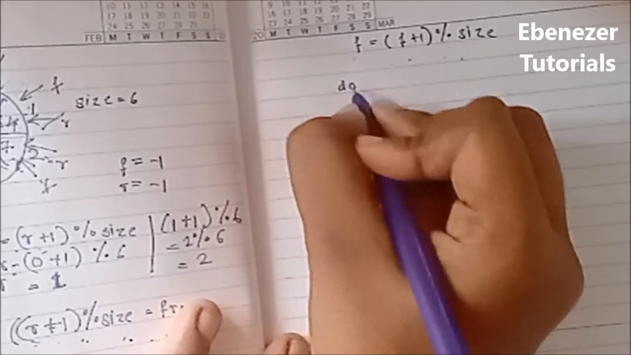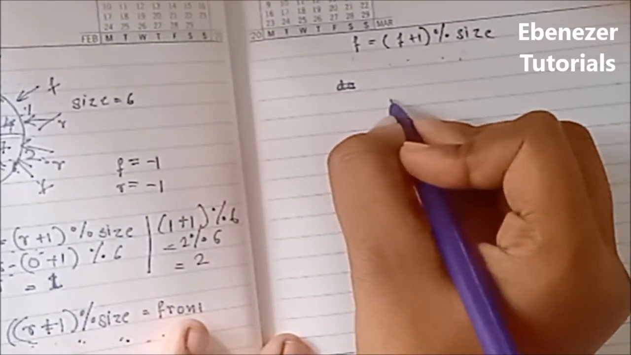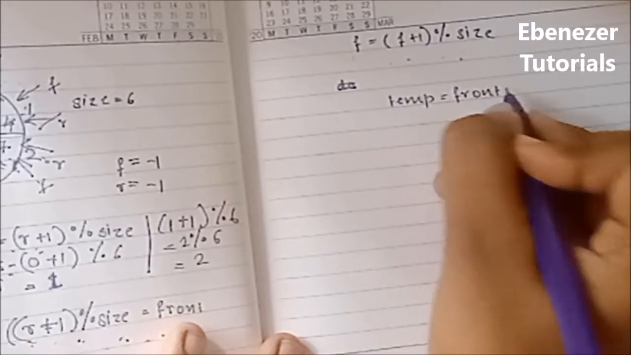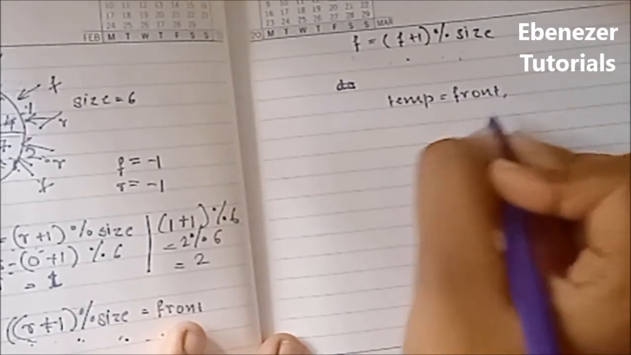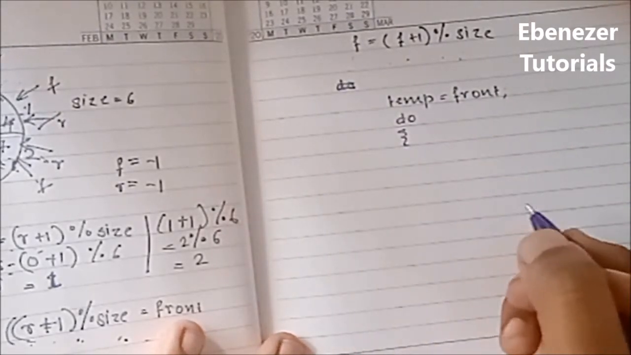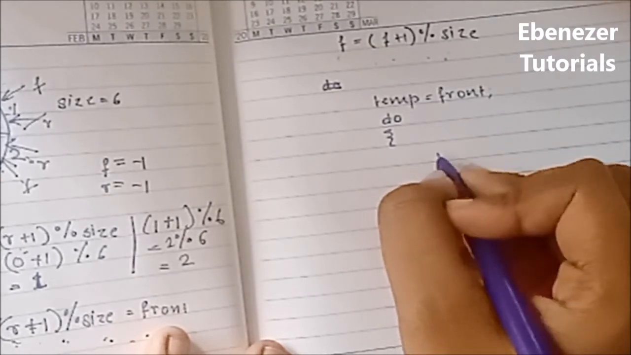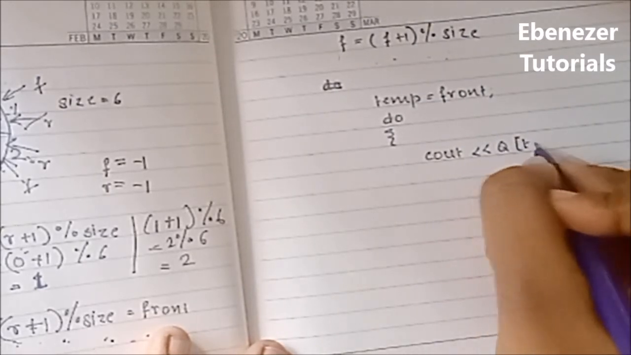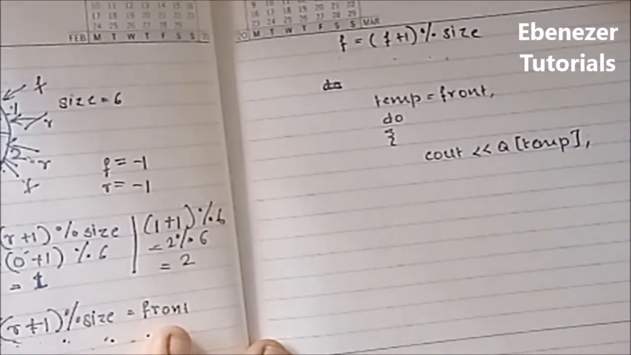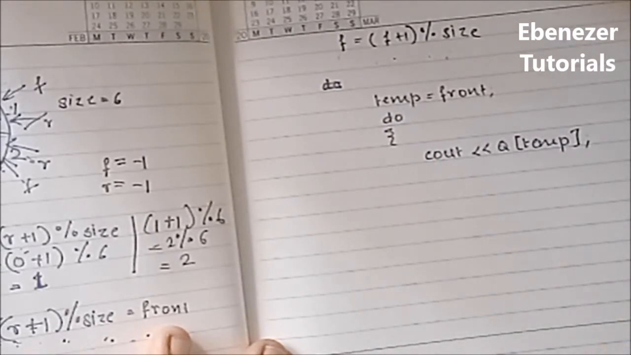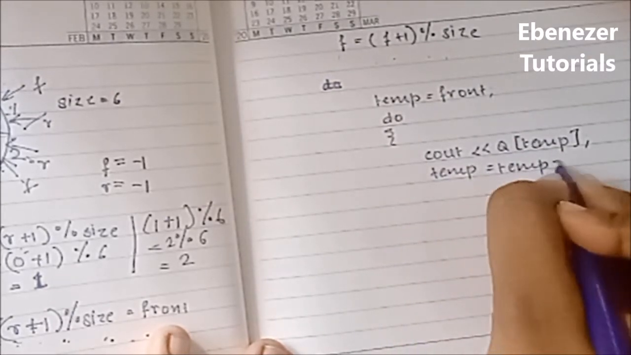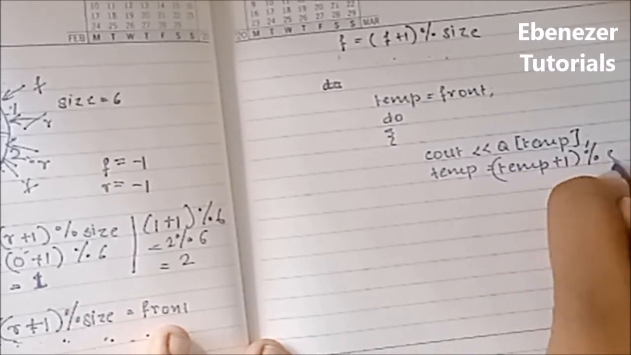Before the loop, we will take a temporary variable temp and assign the front pointer to it. Now I take the do while loop, and what will I do? We will print the element. So if we are using C++, it would be cout queue of temp. So I have displayed the first element. Now I have to increment temp to move on to the next element. So how would we do that? I will increment temp as temp equal to (temp plus 1) modulus size.